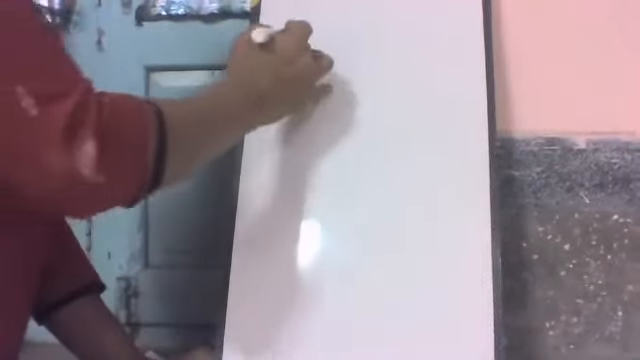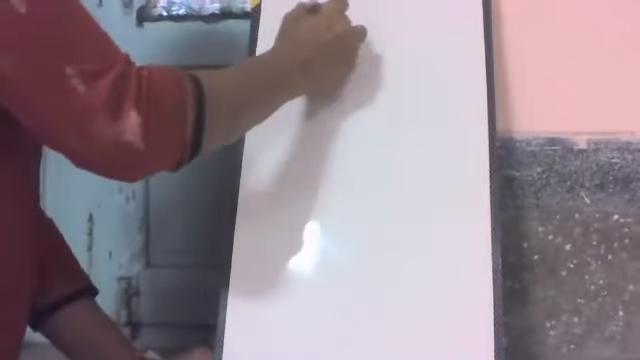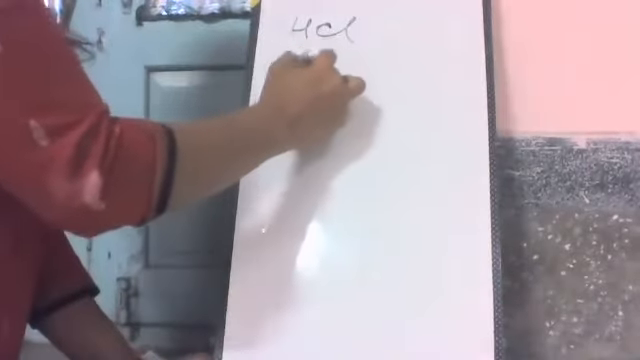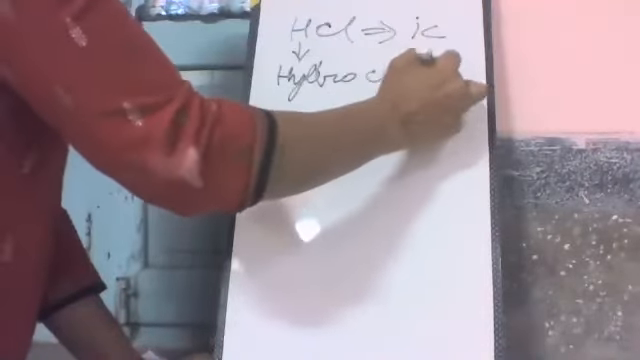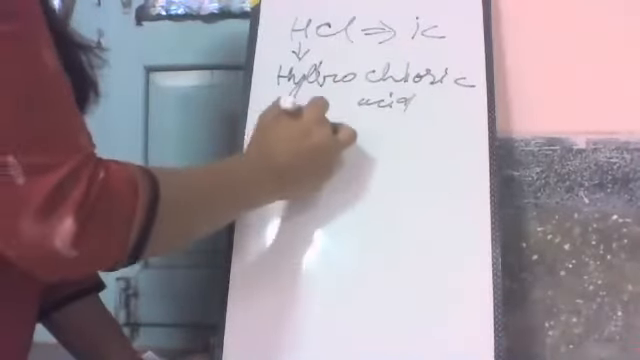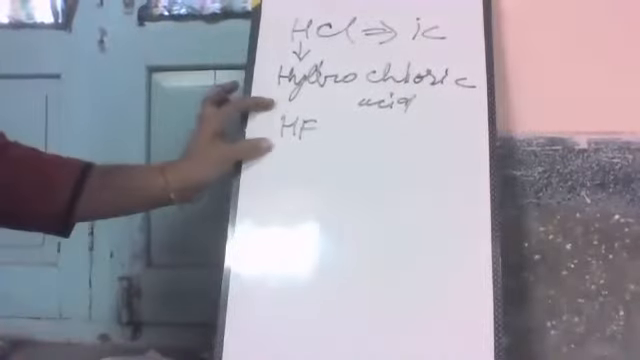Naming of acid. If it is a binary acid, it means two elements are together in this, then hydro is added, and this is chloride, so hydrochloric. Ic is a suffix. Hydrochloric acid. Then HF is hydrofluoric acid.